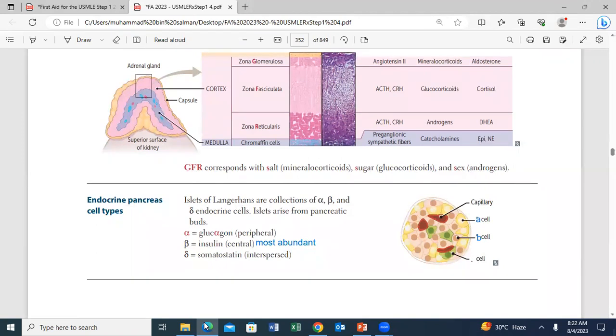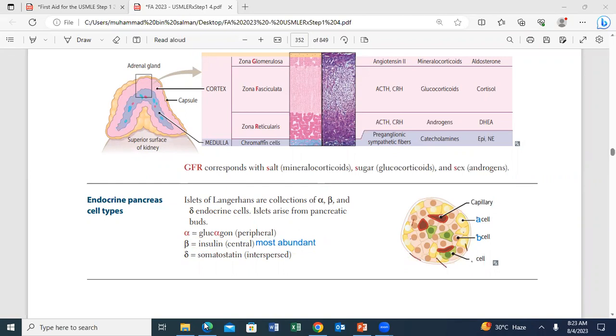The endocrine hormones are released by the islets of Langerhans. These are kind of islands of cells. Three of them are important: the alpha, beta, and delta. Alpha cells produce glucagon, beta cells produce insulin, and beta cells are the most abundant one, and delta cells produce somatostatin.